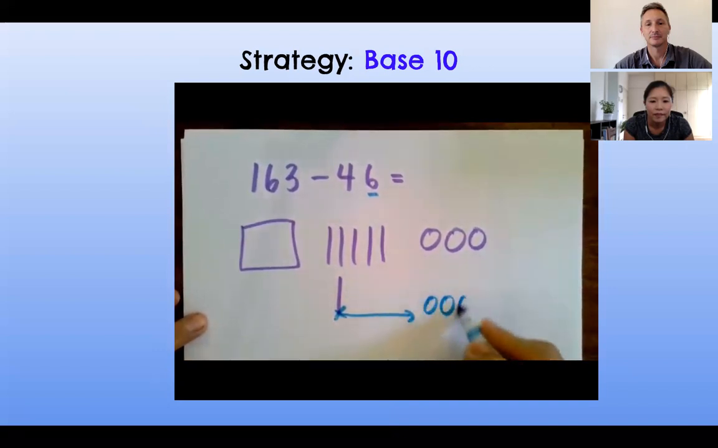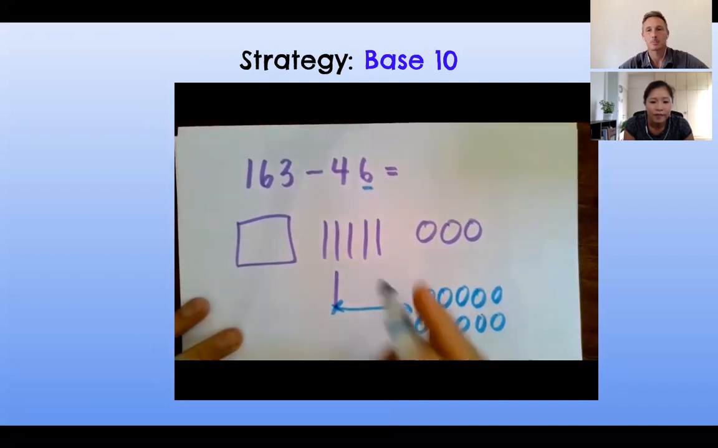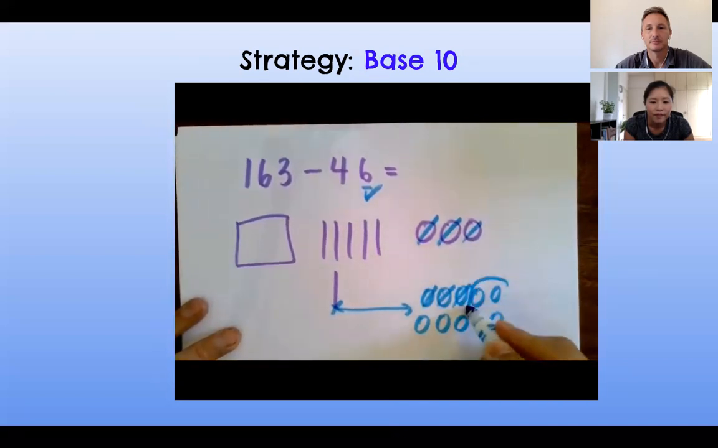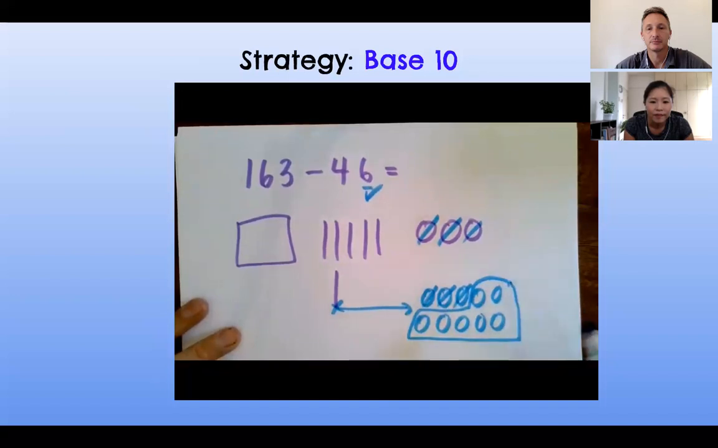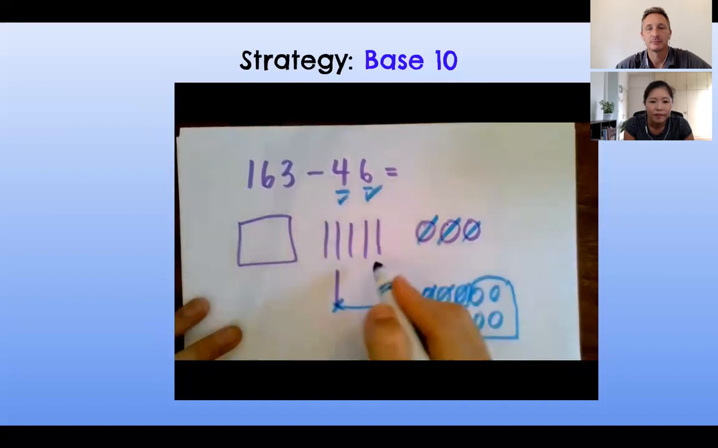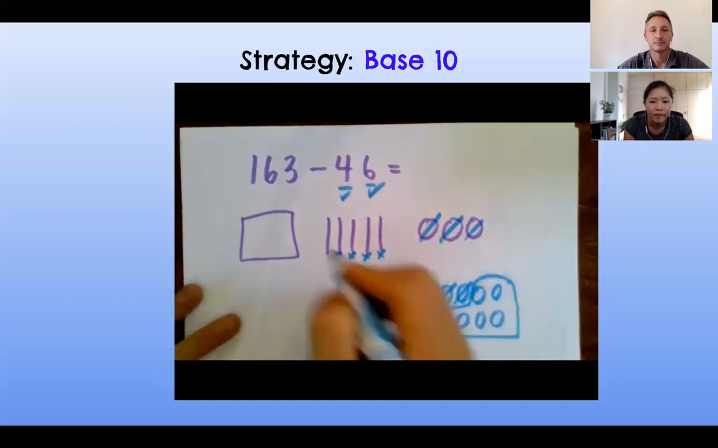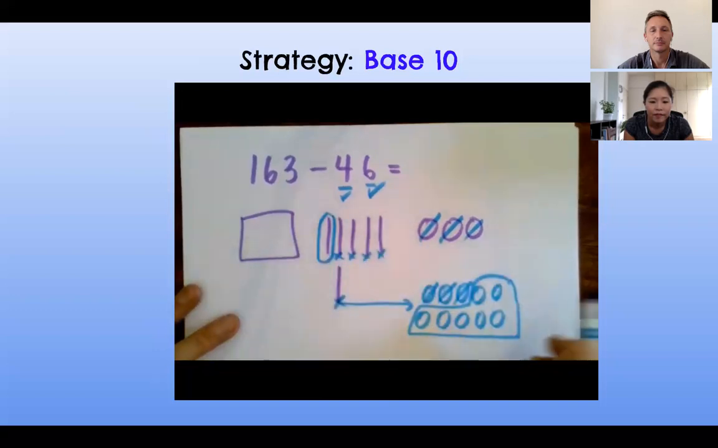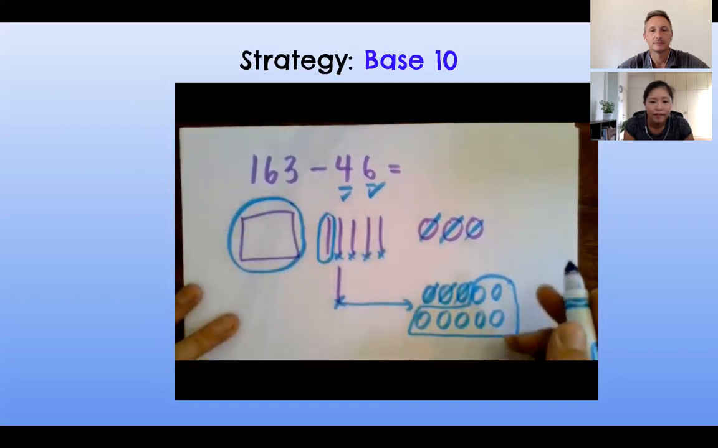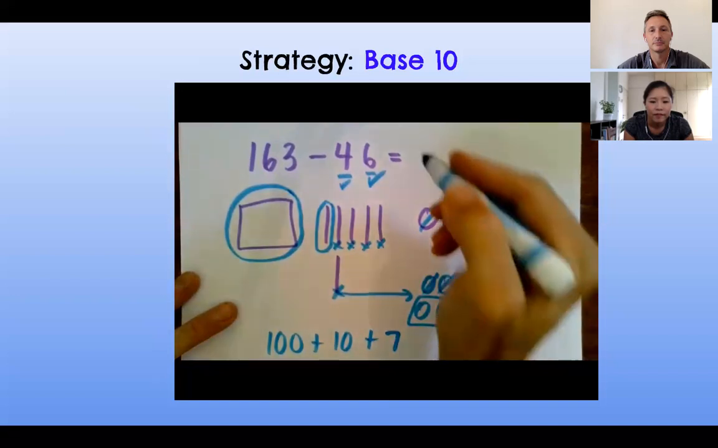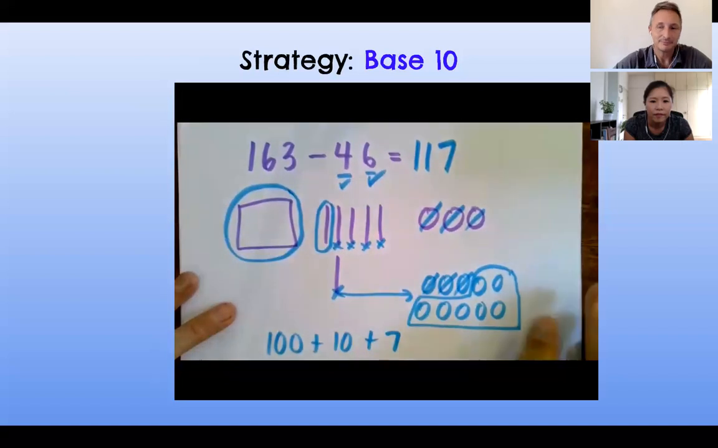I'm going to break apart this ten. 1, 2, 3, 4, 5, 6, 7, 8, 9, 10. That way, I know I can take away my 6 ones. 1, 2, 3, 4, 5, 6. This is what I'm going to be left with. And I'm going to take away my 4 tens. 1, 2, 3, 4. And I see that I'm still left with 110, and I'm left with 100. So if I was going to put that down, I have 100 plus 10 plus my 7 ones. So my answer would be 117.